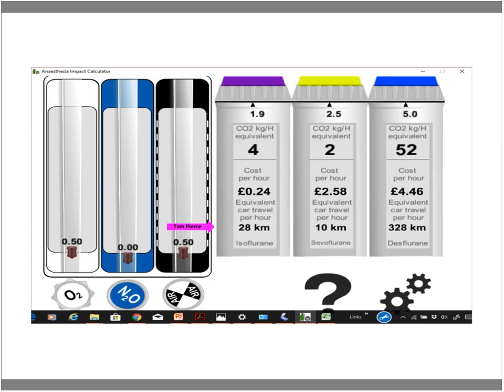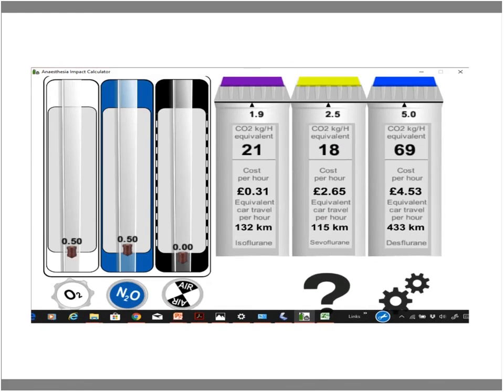Now contrast that with desflurane. You'll notice that desflurane has to be given in a higher concentration. In this case, we're setting the vaporizer at 5. Notice here the CO2 equivalence, and this, of course, reflects the much higher global warming potential. The cost is very much more expensive than isoflurane, and to put it in context, the equivalent of driving a relatively small car 328 kilometers per hour of anaesthesia.